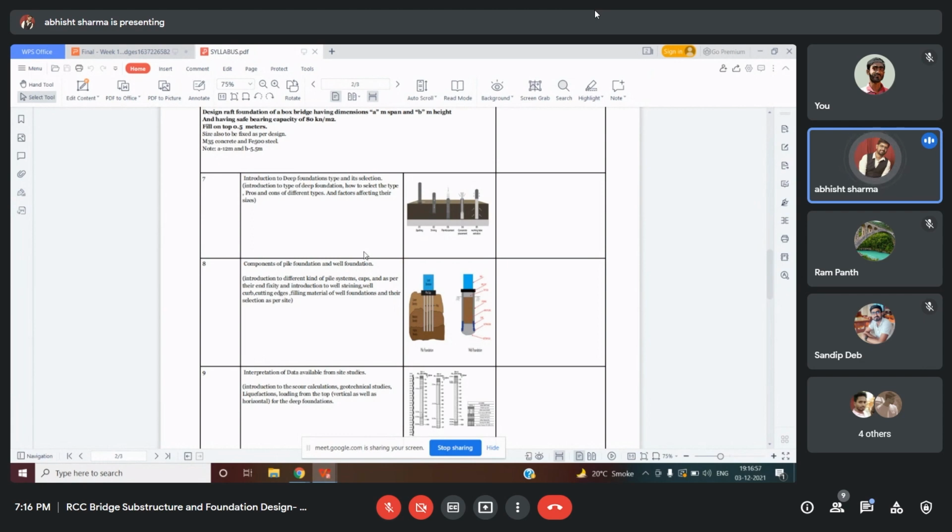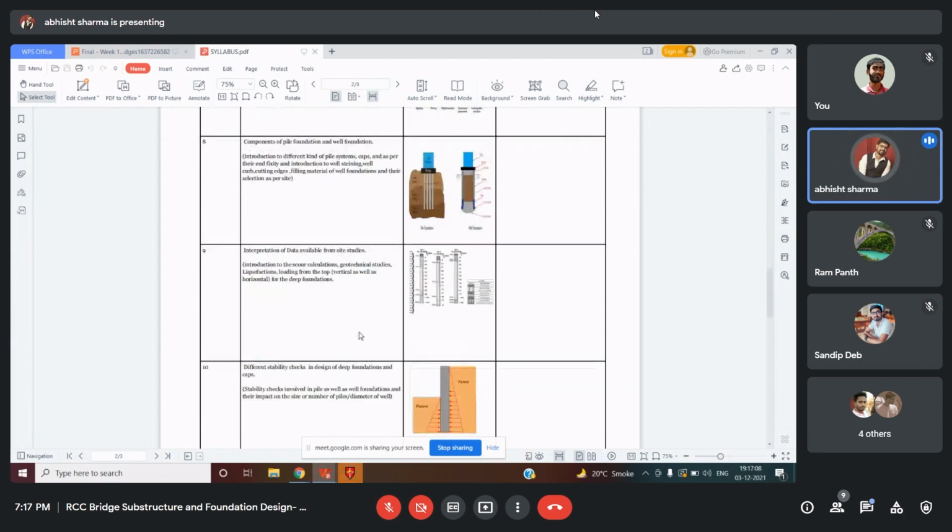A slight difference between these two. We'll also talk about pile foundation and well foundation components, like what components are generally there in the system. Then the interpretation of the data available from the site studies. We have boreholes and different tests: initial pile load test, dynamic load test, all the tests available from the site. We will discuss what tests are required as per IRC 78 and how we do them on the site.